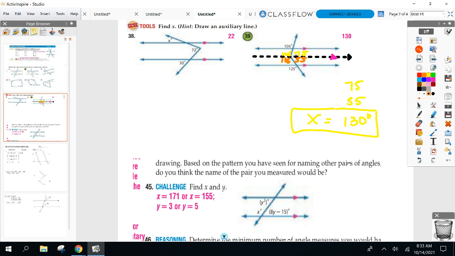All right, everyone see the advantage of drawing the auxiliary line? Now these lines here become actual transversals when I do that. So that's why I want to draw an auxiliary line. All good here?